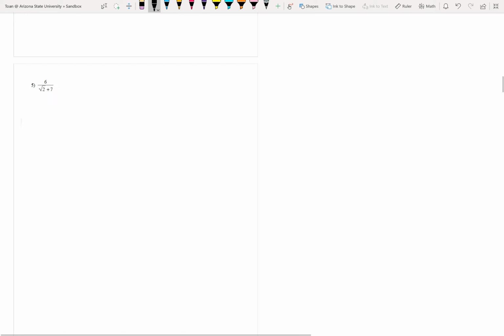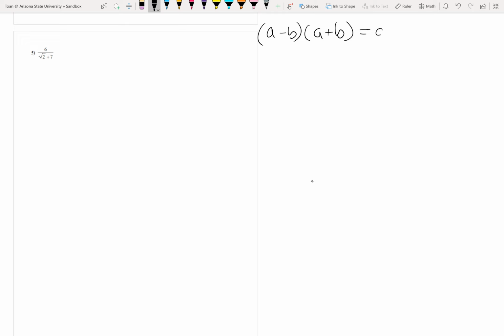Number 5 was rationalizing when there's a square root in a binomial. So in this example, we need to individually square the terms. Now, there's only one math way I know of that can individually square terms, and that's to exploit this pattern here. The product of two conjugates will give you the difference of the perfect squares. Notice that the individual terms are being squared.